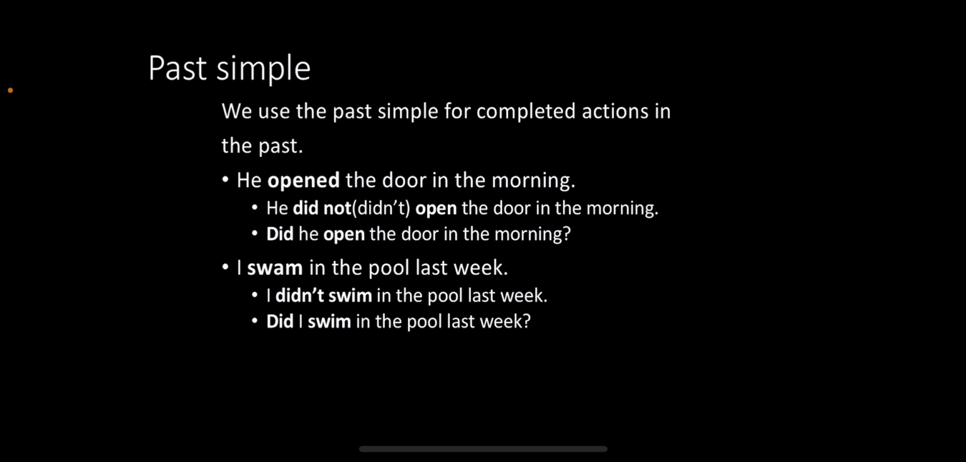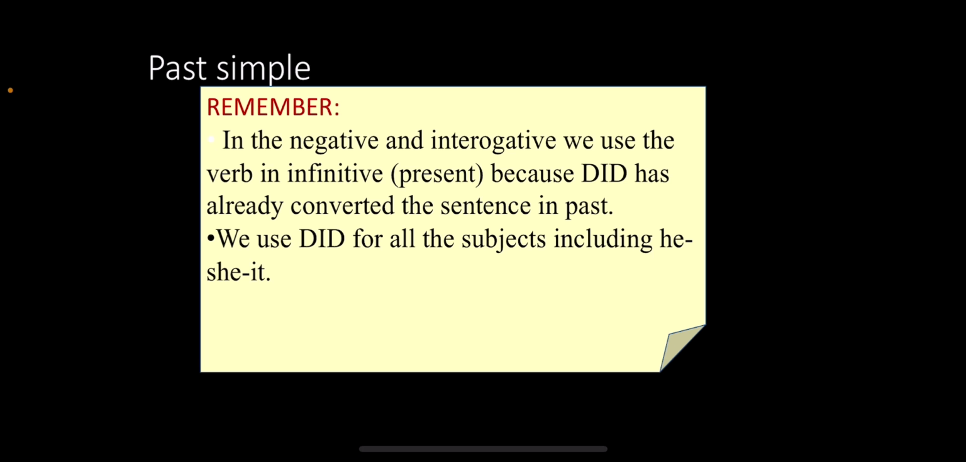So, in conclusion, we can say that yes, we use the past simple to talk about the past, but we use it to talk about activities that occurred in the past, finished in the past, and are specific in the past. And when we create the negative and the interrogative, we use the verb in infinitive or in present, because did has already converted the sentence into past. Yeah, we use did for all the subjects, including he, she, and it. That's something important that we remember.